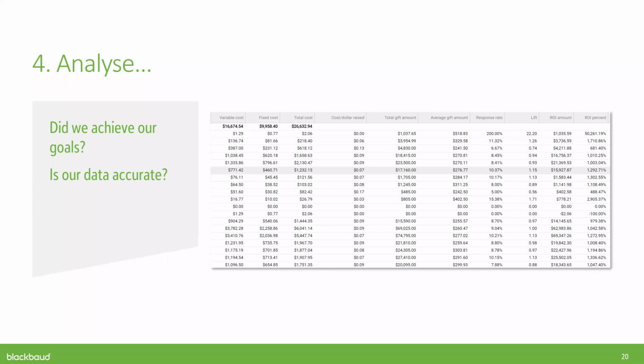So going back to our questions, did we achieve our goals? So this is where we go into our reporting suite. Maybe it is a reporting or query tool inside of your system. Maybe it is bringing it out into Excel, into Power BI, Qlik, Tableau, plenty of other options as well.